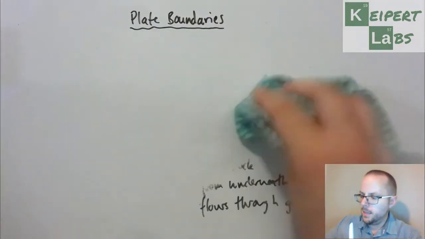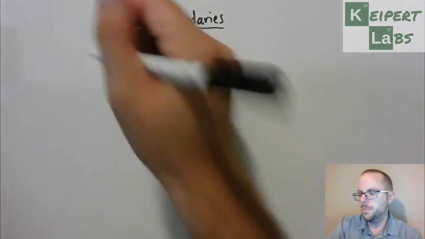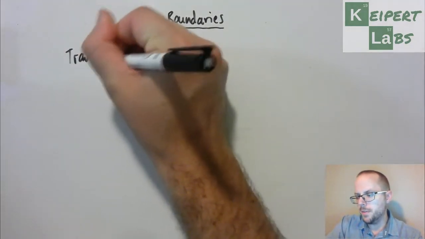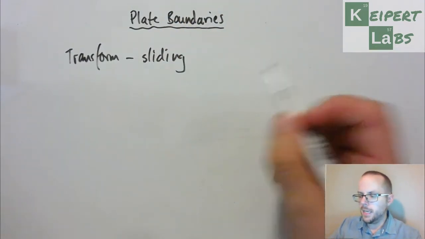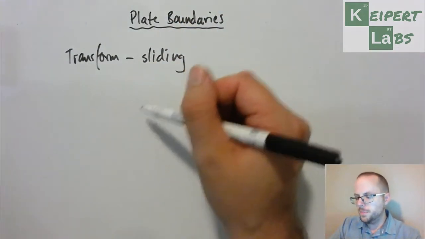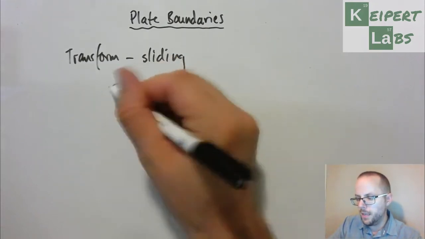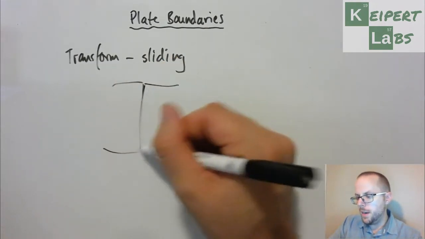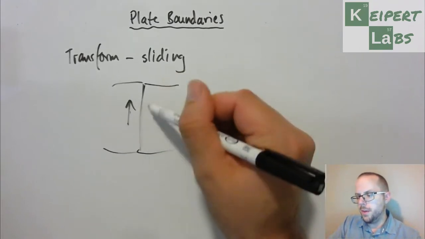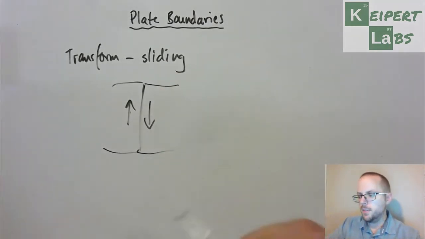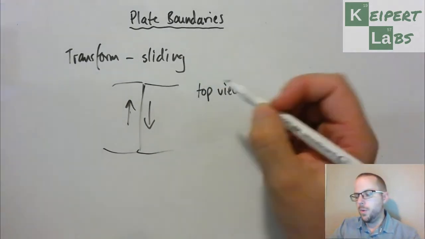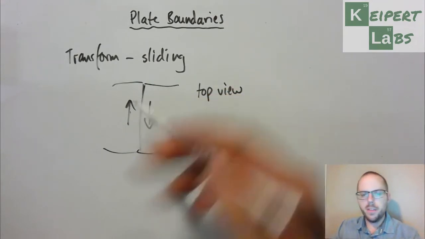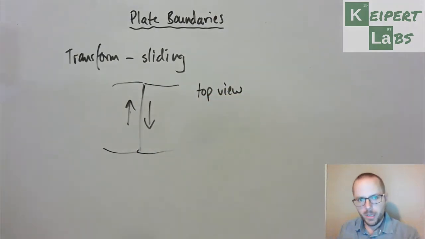Okay. Lastly, we're going to talk quickly about transform boundaries, what we might call sliding boundaries. Let's say we're looking top down, and we've got this plate over here and this plate over here that are next to each other, and this one's moving north and this one's moving south. Remember this is a top view, as opposed to a side view. So what's happening is that these plates, rather than moving towards each other or spreading away from each other, are actually grinding past each other.